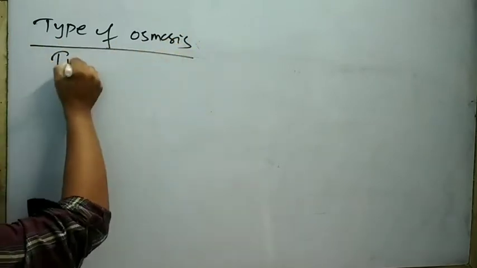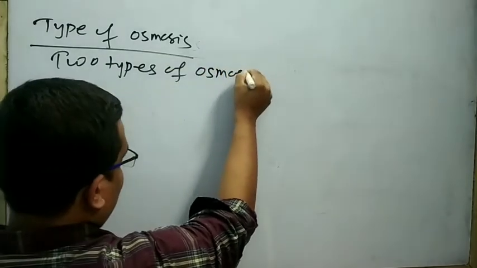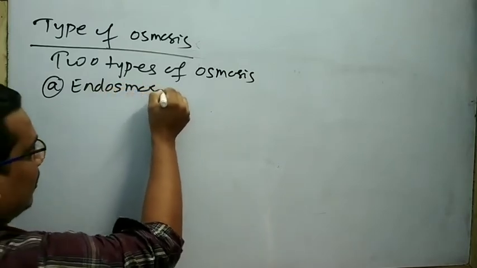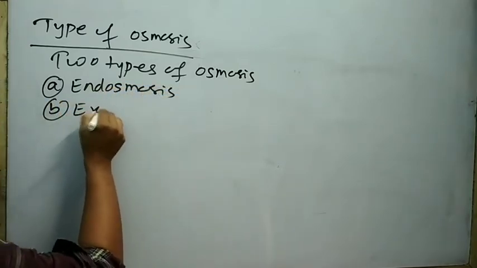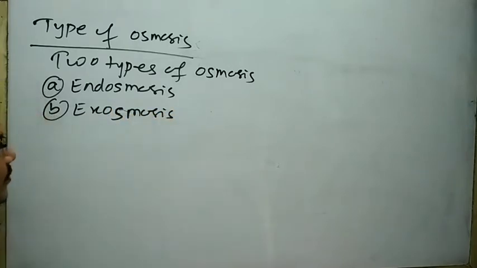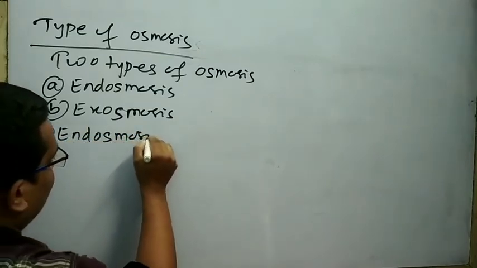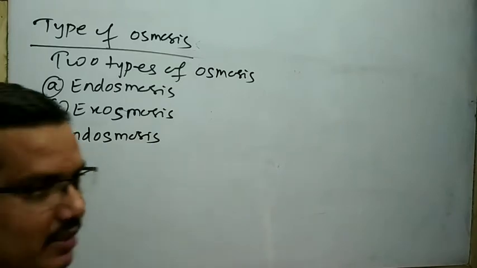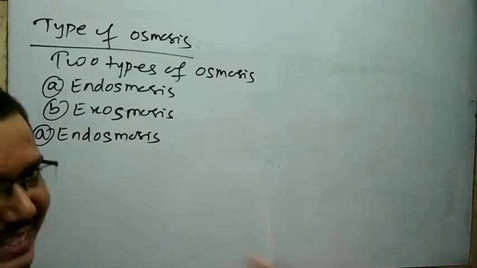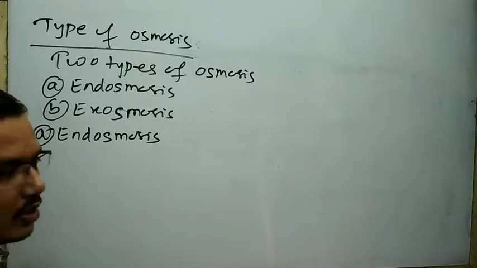Next I will discuss the types of osmosis. There are two types of osmosis. Number one is endo-osmosis. Number two is exo-osmosis. First I will discuss endo-osmosis. In endo-osmosis there is a movement of liquid molecules from outside to inside. Such type of osmosis is called endo-osmosis.